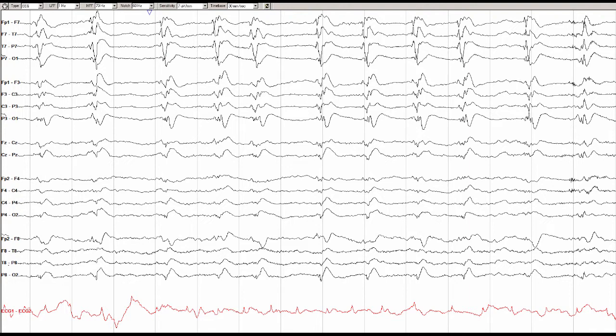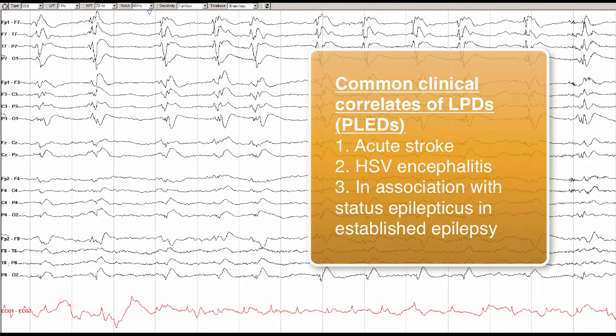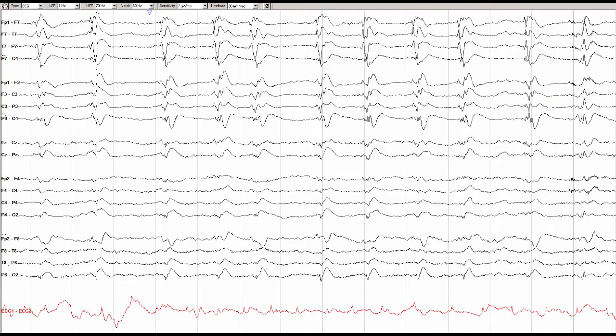They can be seen after acute stroke, which is likely the most common cause. They can also be seen in infectious encephalitis, such as in herpes simplex encephalitis, and they can be seen in patients with known underlying epilepsy who have developed status epilepticus or recurrent frequent seizures. If we scroll forward in this patient, we can see how these lateralized periodic discharges evolve.